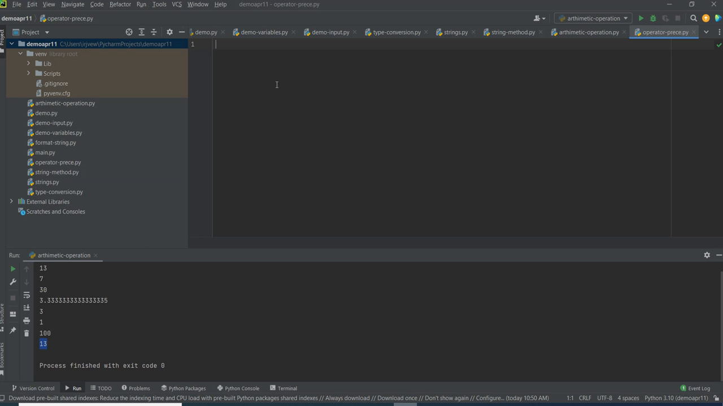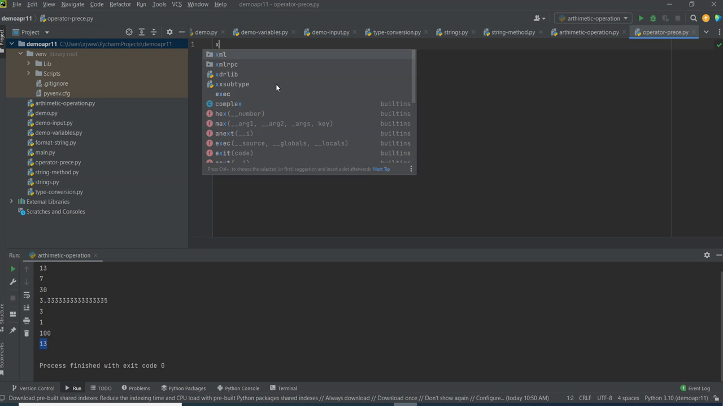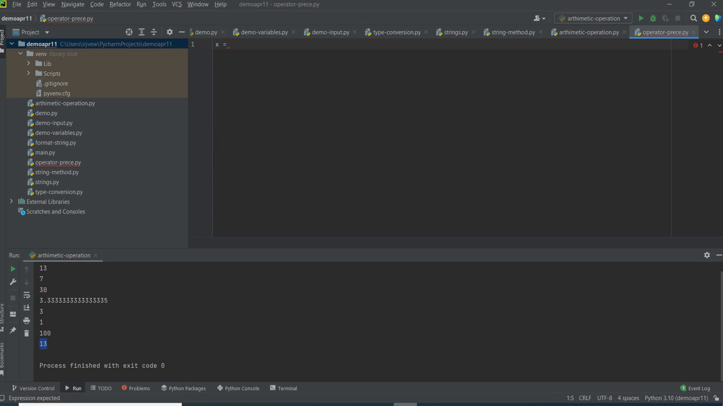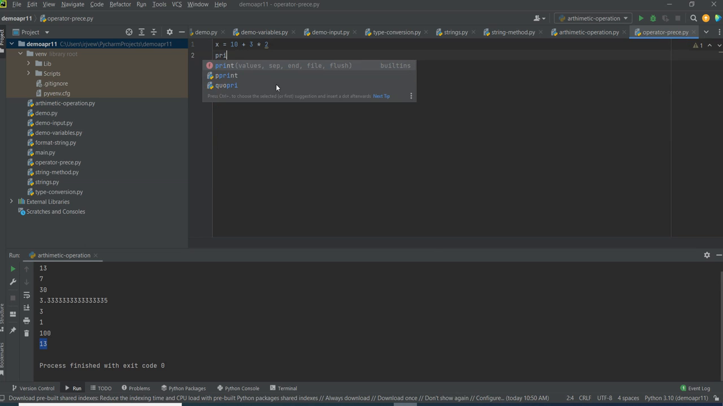Now what I will do is define a variable called x and do some arithmetic operations like 10 plus 3 into 2. I will give some spaces. And then I'll just print the value, print of x.